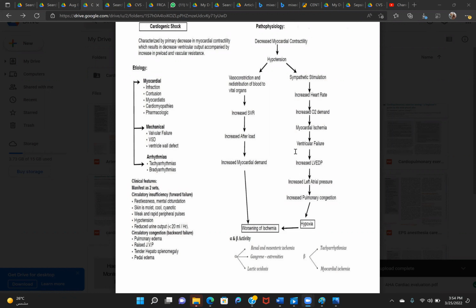And then what happens? That stress is generated back to the right side of the heart, the right ventricle. Okay. So the right ventricles, which are not made for these high pressures, fail.